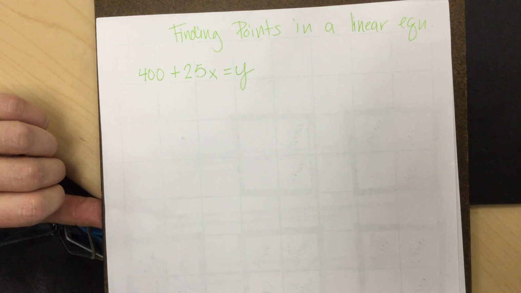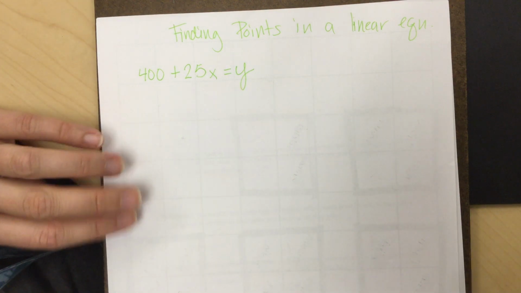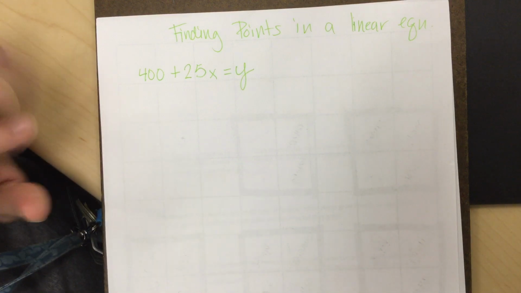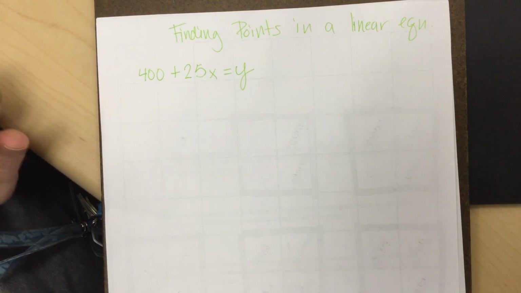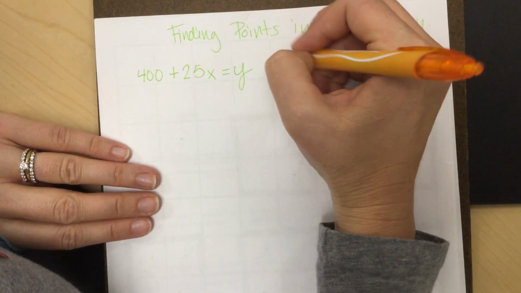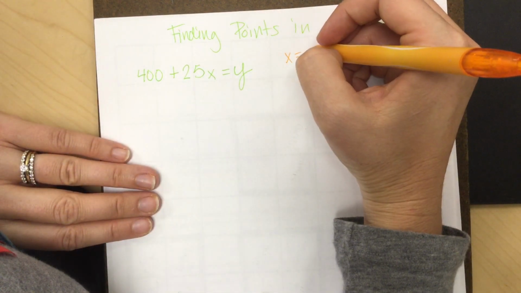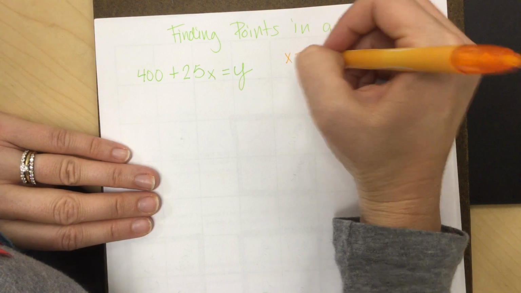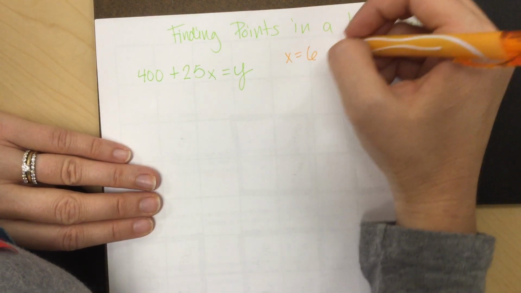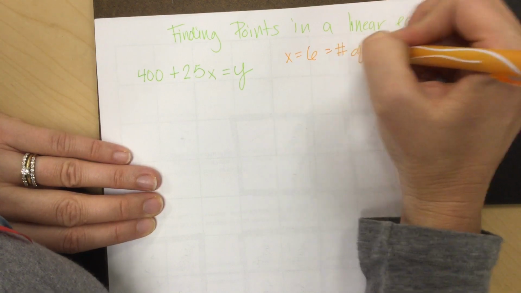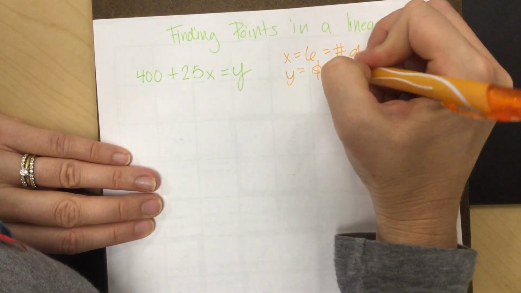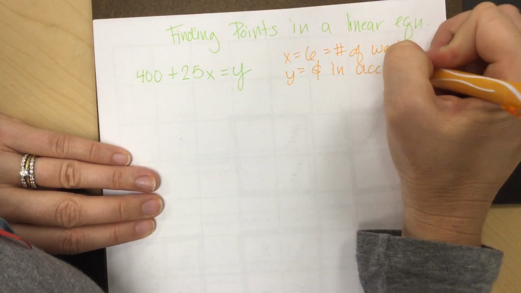So let's say you want to know how much money you will have by your mom's birthday. And let's say your mom's birthday is 6 weeks away. So remember, in this case, X was the number of weeks and Y was the money in your account.